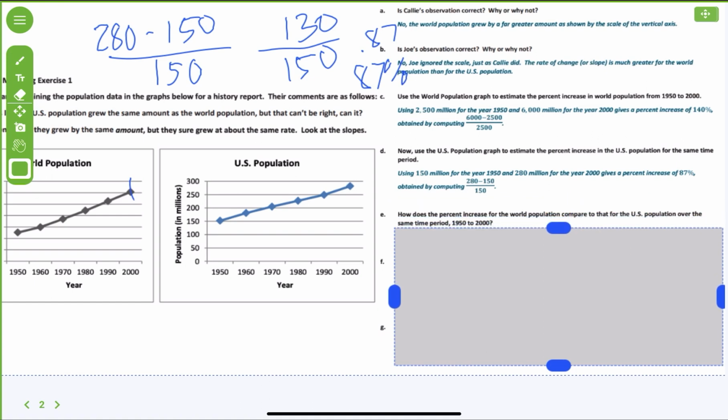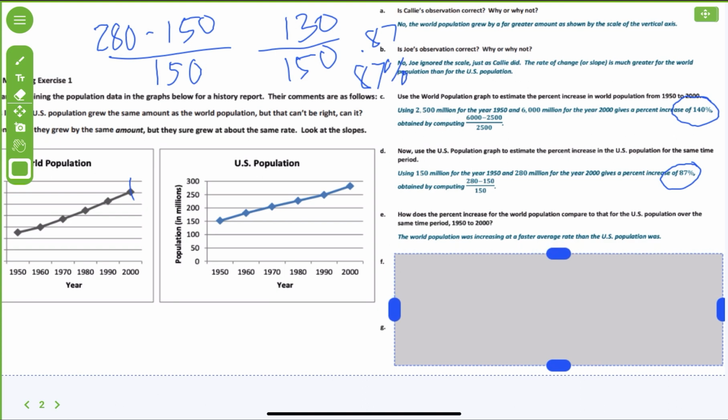Okay. So E says, how does the percent increase for the world population compare to that of the U.S. population over the same period? Well, how are we going to compare those? Well, we would definitely say since the world is at a 140% increase and the United States is only at an 87%, we would say that the world is increasing much faster. The world population is increasing at a faster average rate than the United States. Yeah, that's what we said.